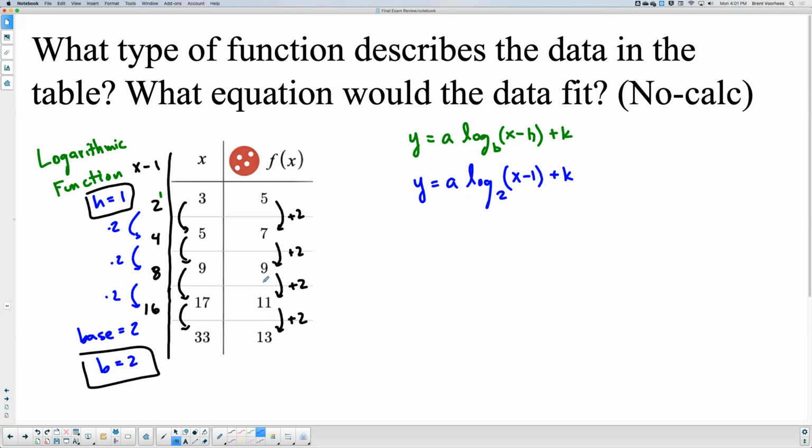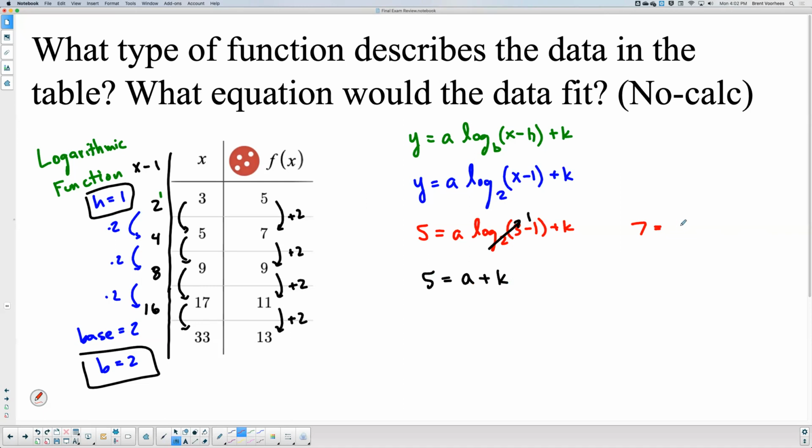Okay, so let's plug in the first point they give us, 3, 5. So 5 would equal a log base 2 of 3 minus 1, plus k. Well, when I plug that in, 3 minus 1 is 2. So log base 2 of 2, that's just 1. So what I really have is 5 equals 1a plus k. Well, that's nice, but I can't solve anything yet. So I plug in another point. This time I'm going to plug in 5 and 7.